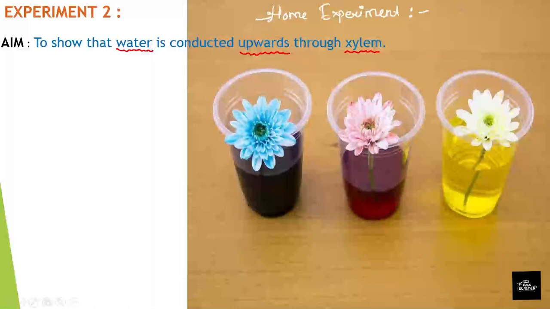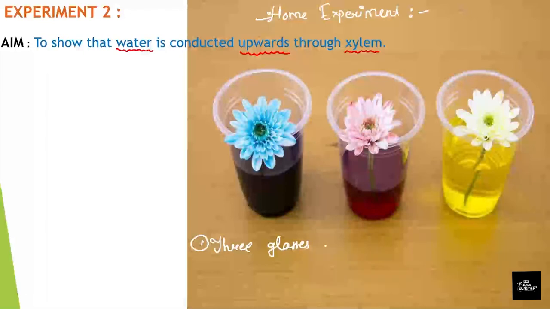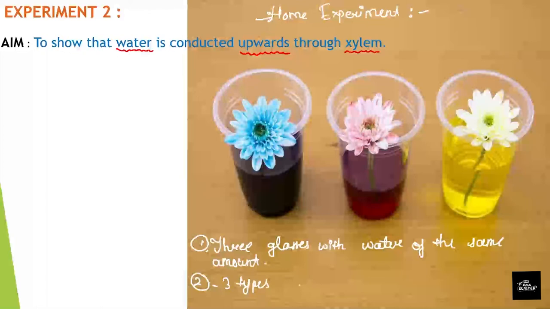Let me just write down the things that we have taken. Firstly, we have taken three glasses. Then we have filled the glasses with water of the same amount. Then the next thing that we have taken is three types of dyes. And then we have added them in water.